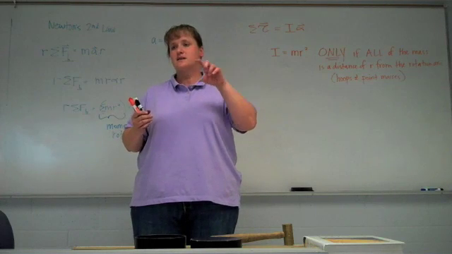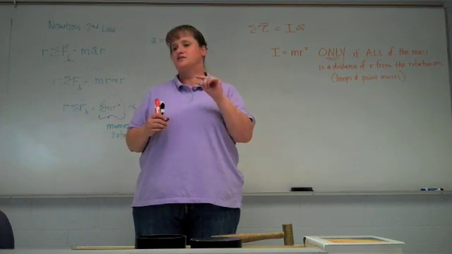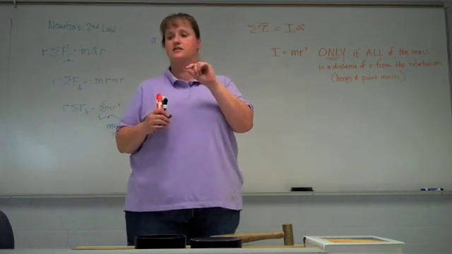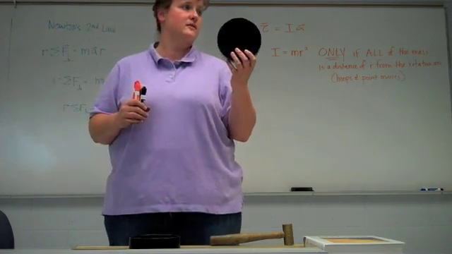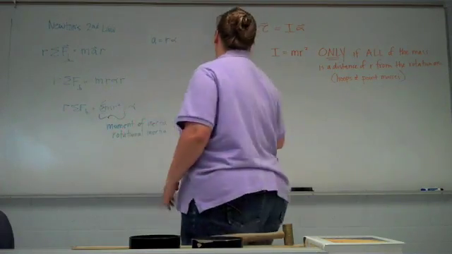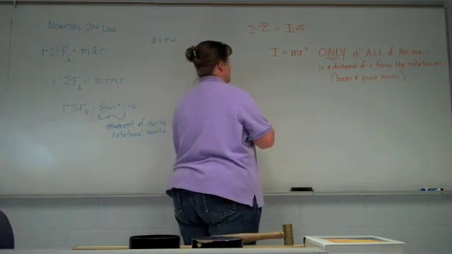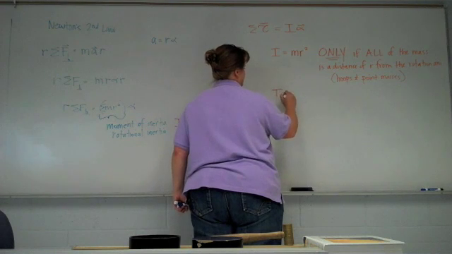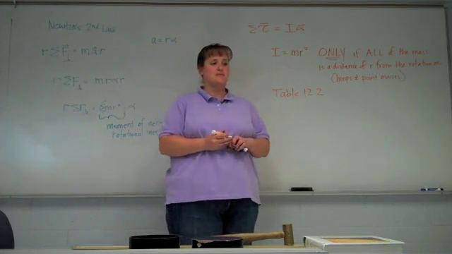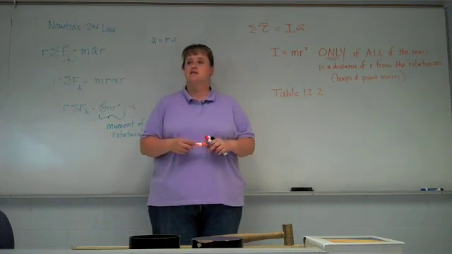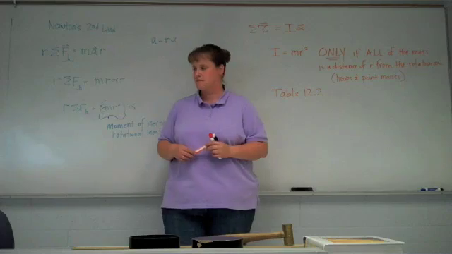There's a similar table in the test notes. The test notes don't have the picture though. It just tells you that the solid cylinder, like the disk, is 1/2 mr squared through its center, and so forth. So I is mr squared only for hoops and point masses. Table 12.2 gives us equations for the moment of inertia of some other objects.